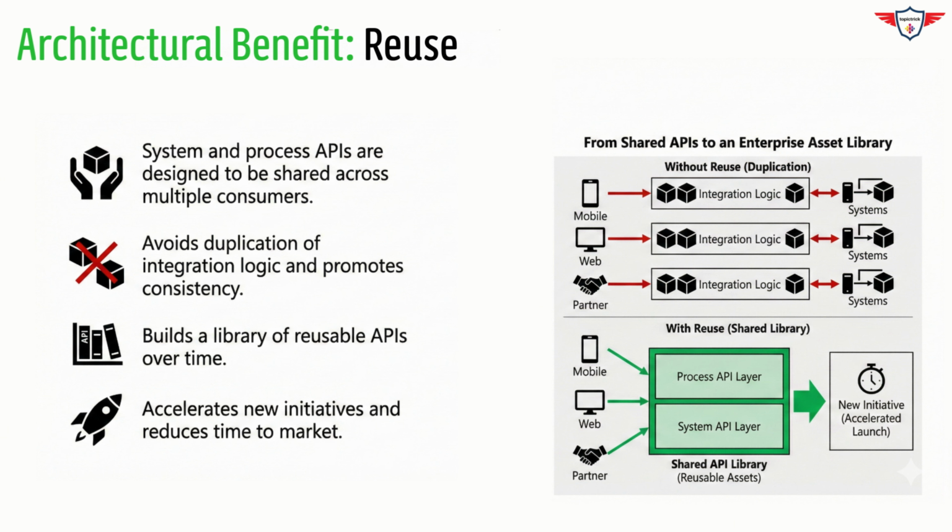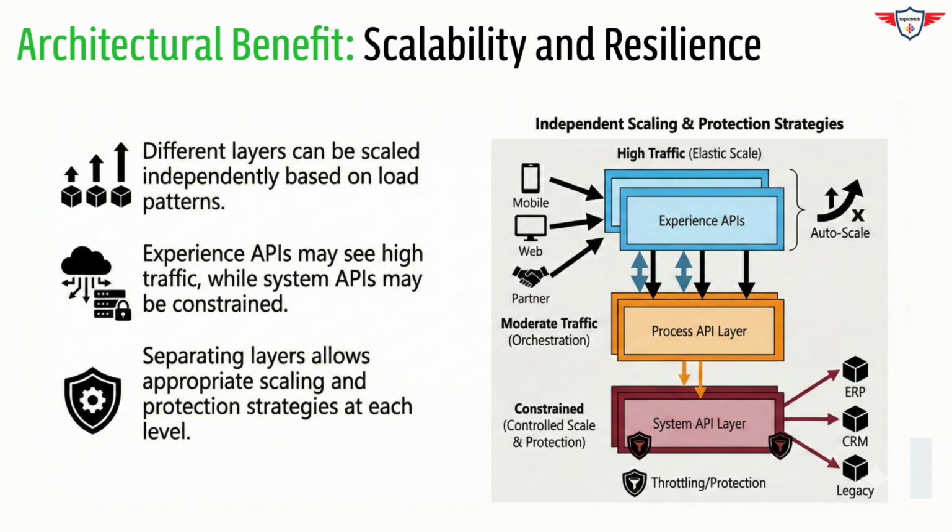Another benefit is reuse. System and process APIs are designed to be shared across multiple consumers. This avoids duplication of integration logic and promotes consistency. Over time, enterprises build a library of APIs that accelerate new initiatives and reduce time to market. Scalability and resilience are also improved. Different layers can be scaled independently based on load patterns. Experience APIs may see high traffic from digital channels, while system APIs may be constrained by back-end limitations. Separating these layers allows architects to apply appropriate scaling and protection strategies at each level.